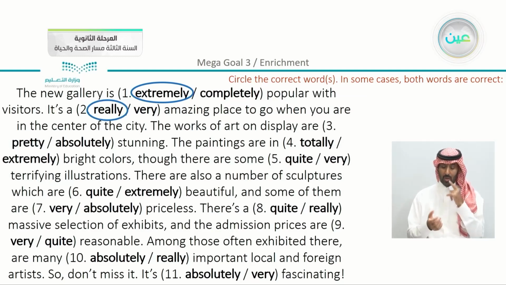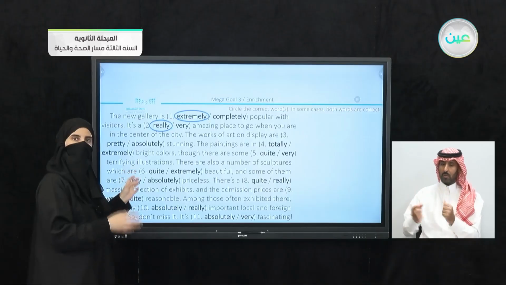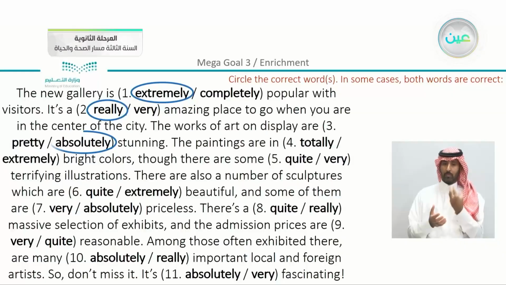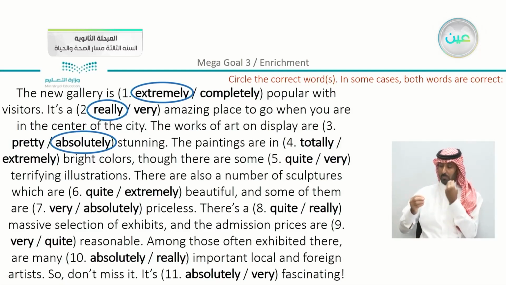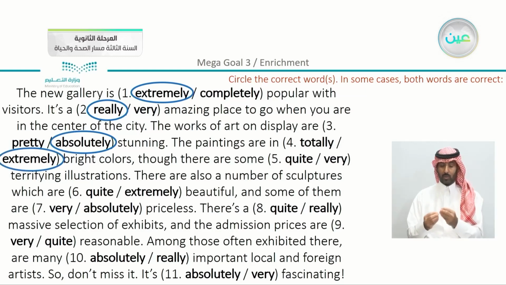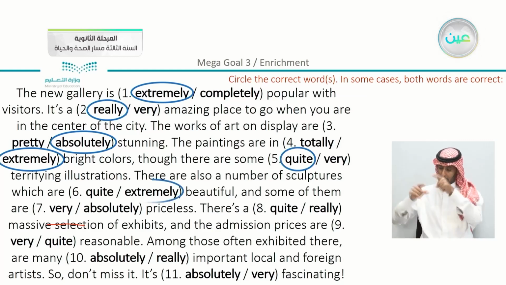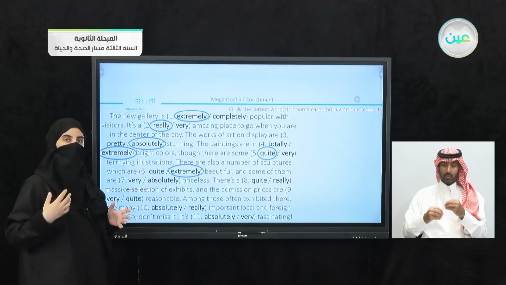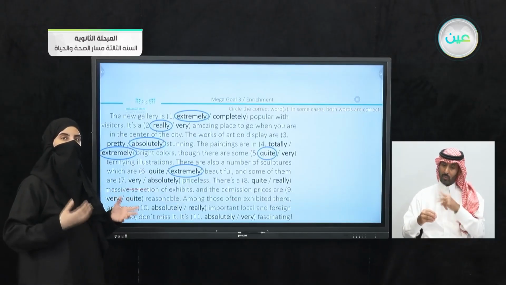center of the city. The works of art on display are pretty or absolutely stunning. So we know that we have here absolutely. The paintings are in totally or extremely bright colors. We can say that we have here extremely. Though there are some quite or very terrifying illustrations, we have here the answer. We have here, yes, quite. There are also a number of sculptures which are quite or extremely beautiful. We have here extremely. So now you know, like extremely beautiful, it is different from saying absolutely stunning.